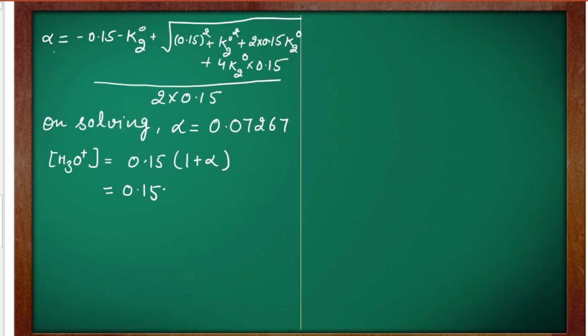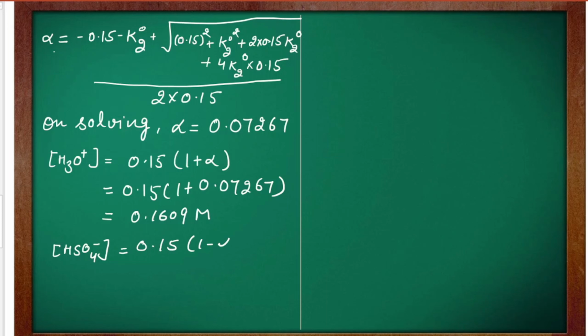Now we know the value of alpha, we can find out the concentration of hydrogen, hydrogen sulfate, and sulfate ion concentration. Hydrogen ion concentration is equal to 0.15 plus 0.15 multiplied with alpha. After putting the value of alpha, hydrogen ion concentration is equal to 0.1609 molar. Hydrogen sulfate concentration is equal to 0.15 minus 0.15 multiplied with alpha. After putting the value of alpha, hydrogen sulfate ion concentration is equal to 0.139 molar.